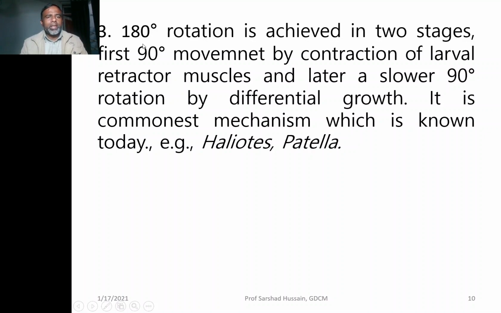But there are some organisms in which 90 degrees of the rotation takes place by means of contraction, the first mechanism that we have discussed, and the other 90 degrees of the rotation, in order to complete 180 degrees, takes place by means of differential growth. Such a mechanism was observed by scientists in Patella and Haliotis. So these are the three theories: either the whole rotation takes place by muscle contraction, or the whole torsion takes place by differential growth, or 90 degrees by contraction and 90 degrees by growth.